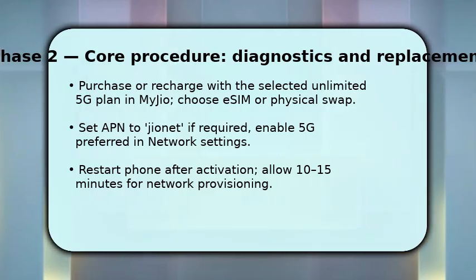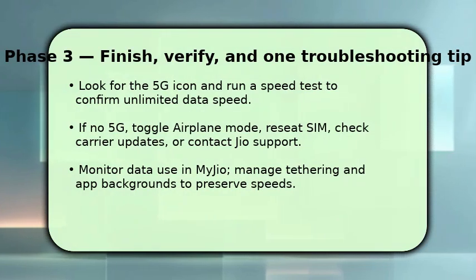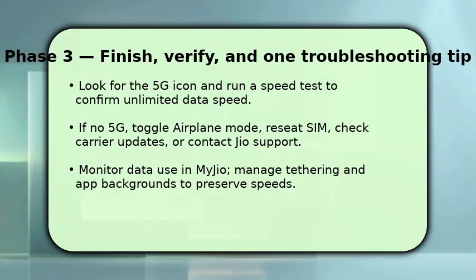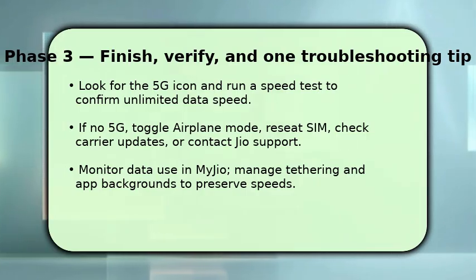You finish by verifying service. Look for the 5G icon and run a quick speed test to confirm expected performance. If you don't see 5G, toggle airplane mode, wait 10 seconds, then turn it off. If that fails, reset the SIM or reapply the eSIM profile.